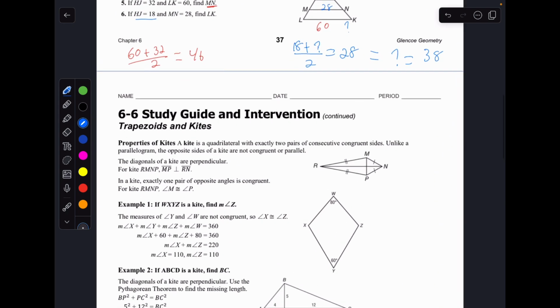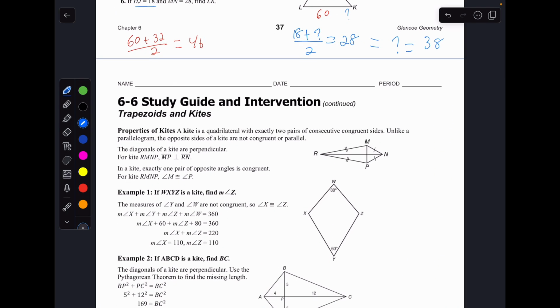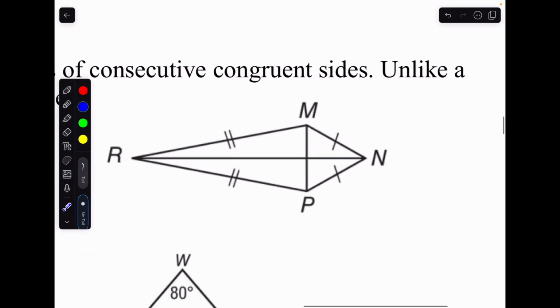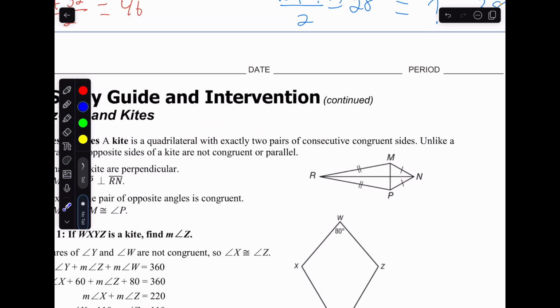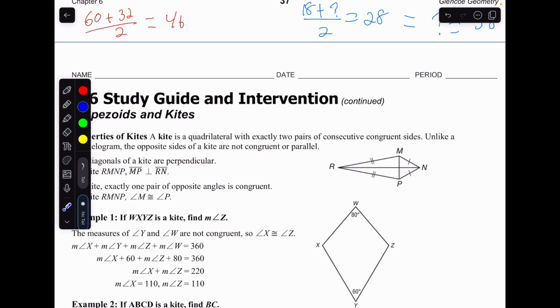Now what happened with kites? Properties of a kite. A kite is a quadrilateral with exactly 2 pairs of consecutive congruent sides. Okay? Basically what it says is this side is going to be congruent to that one, and this side is going to be congruent to that other one. Okay, 2 pairs of consecutive congruent sides.